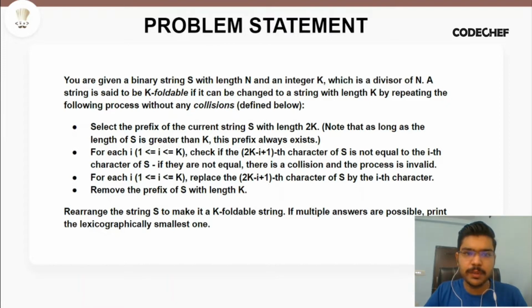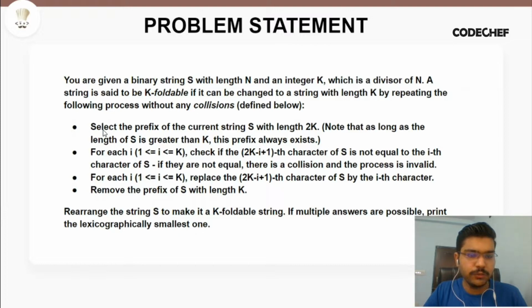Basically, we have been given a binary string S with length n and an integer k. So k is the divisor of n. A string is said to be k-folded if it can be changed to a string with length k by repeating the following process without any collisions. So we'll define the collisions in this statement also.